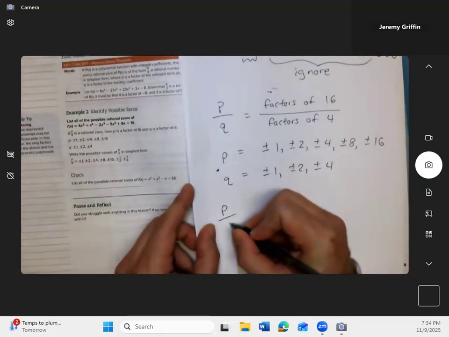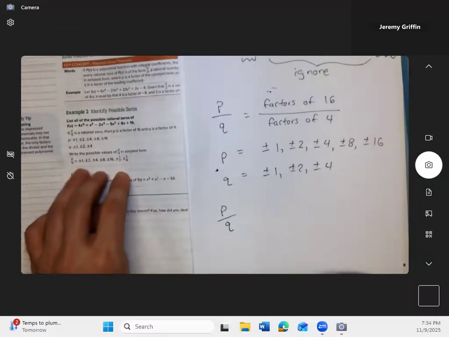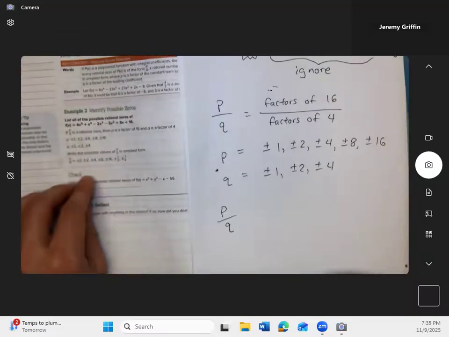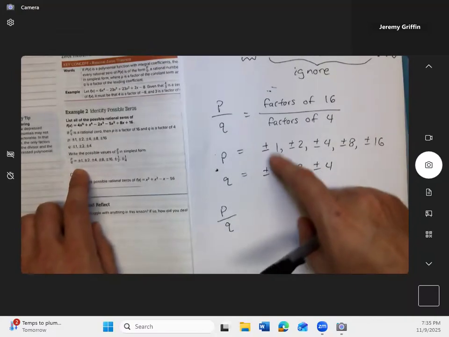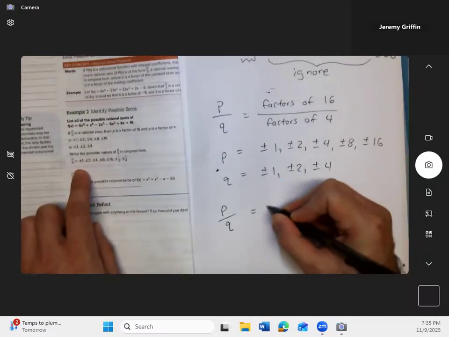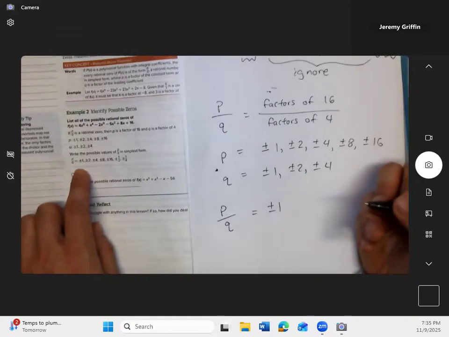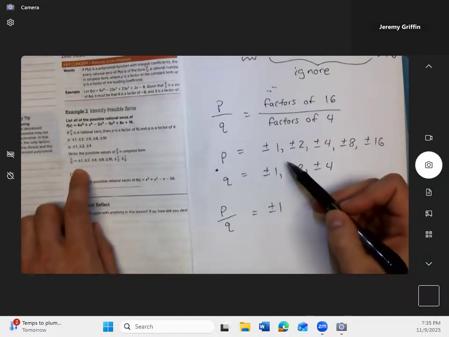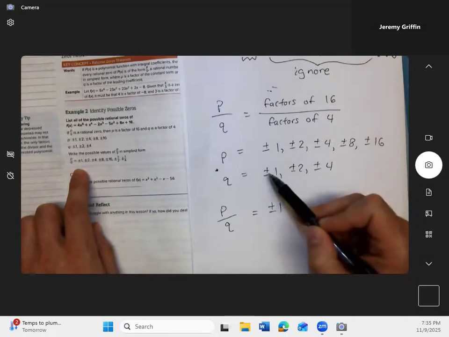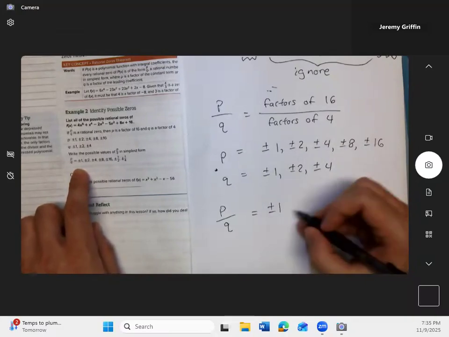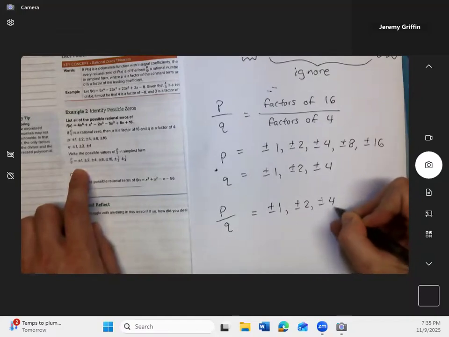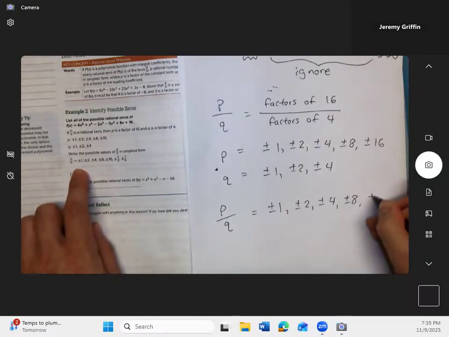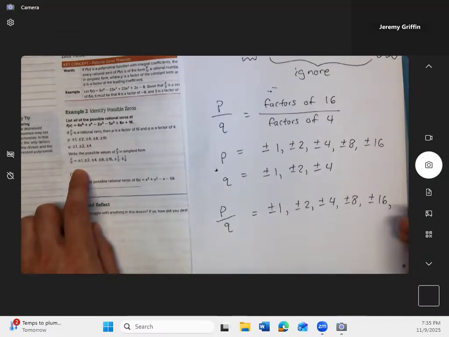So P over Q, and I'll kind of cheat off the book right here because it tells me what they're going to be. But let's just go through. If you have 1 divided by 1, that would be 1. And if one of these was negative, it'd be negative. Okay, so plus or minus 1 is going to work. Same thing with 2 over 1, 4 over 1, 8 over 1, 16 over 1. You can divide anything by 1, so those will all work. Plus minus 2, plus minus 4, plus minus 8, plus minus 16. Okay, what else we got?